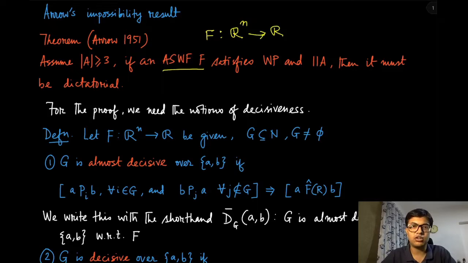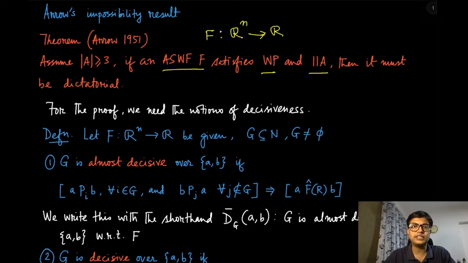It is taking as input all the ordinal preferences of the agents and popping out one complete ordering over all these alternatives. And if this Arrowian social welfare function satisfies the properties of weak Pareto and IIA, which we have discussed in the previous module, then it must be dictatorial. So that is the result by Arrow, and we will use both these properties, weak Pareto and IIA, to prove that this result holds. In order to proceed with the proof, we need the notion of decisiveness.